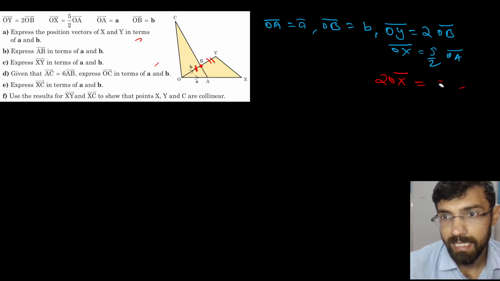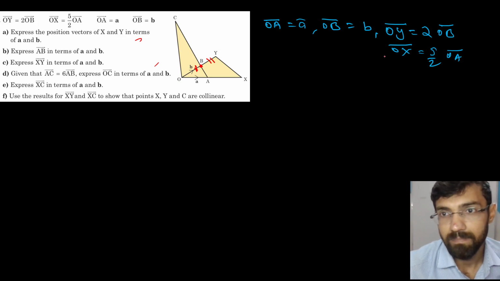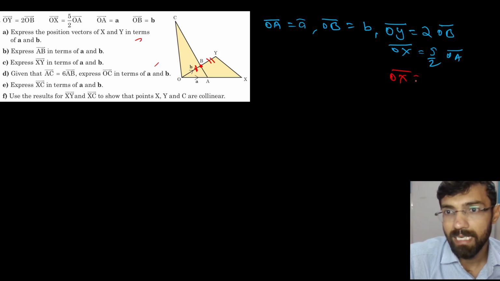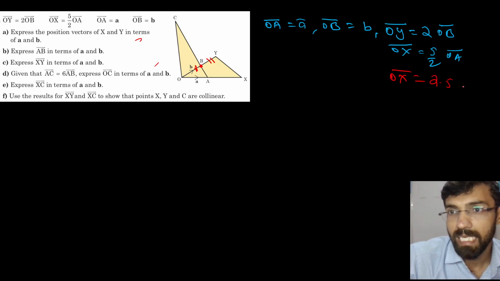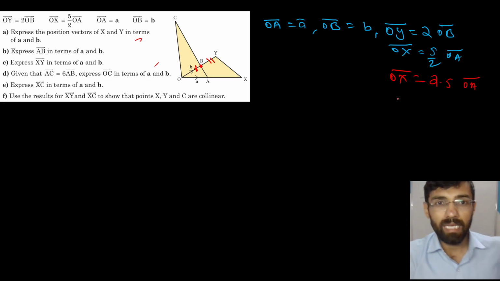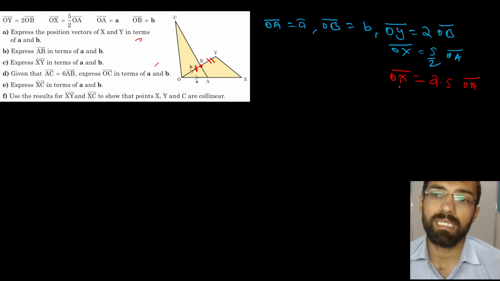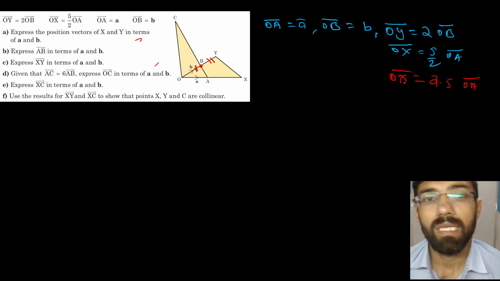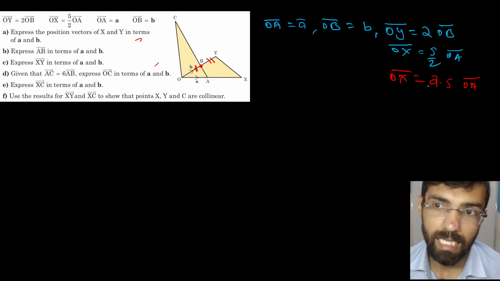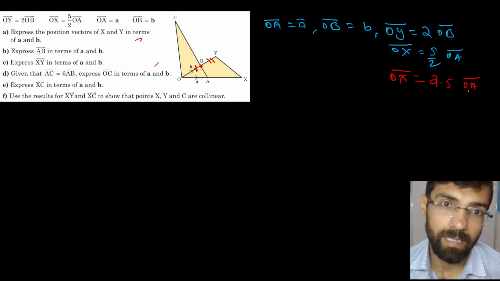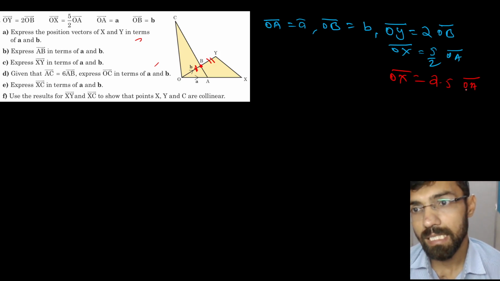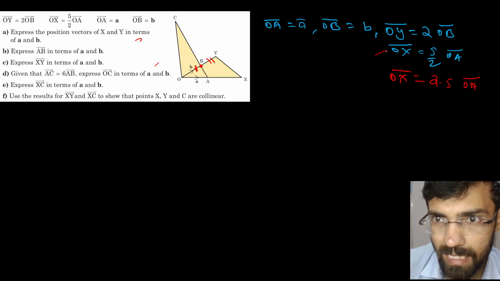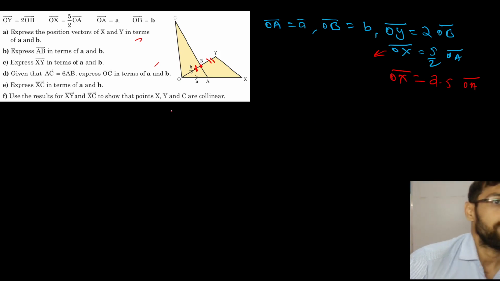Can I write this way? 5 by 2 is nothing but 2.5, so OX is 2.5 times OA vector. That's quite understandable. OX is 2.5 times OA. That's it: double, and 2.5 times. Let us see in the question how we can use it.